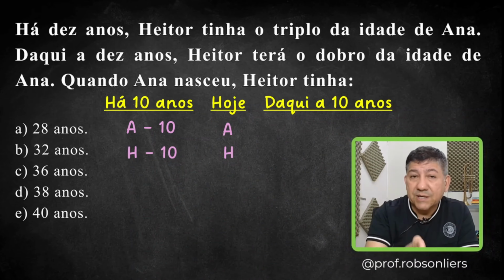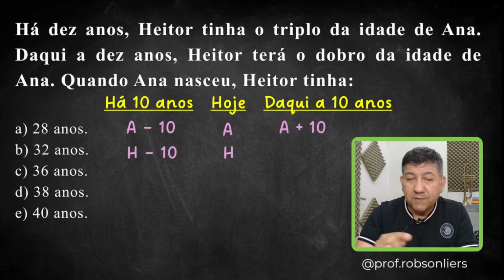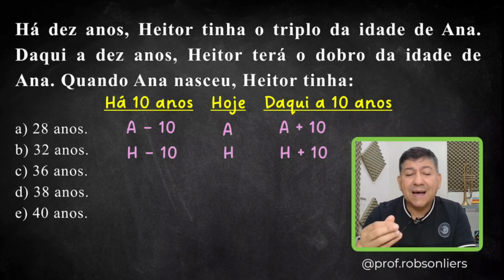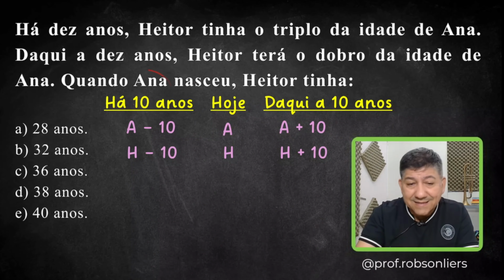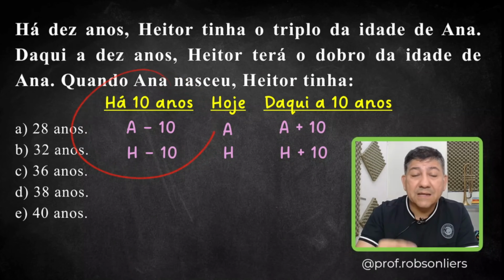In the same way, 10 years from now in the future: today, Anna's age is A, so 10 years from now she will be A plus 10. She will be 10 years older. In the same way, Heitor will be H plus 10. Well, going back to the statement of the question, it says 10 years ago, that is, back in the past, Heitor was 3 times Anna's age.